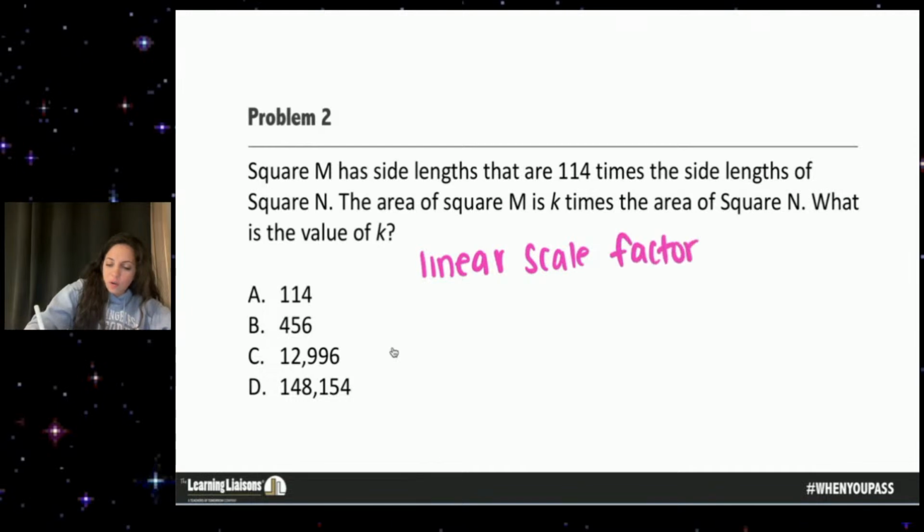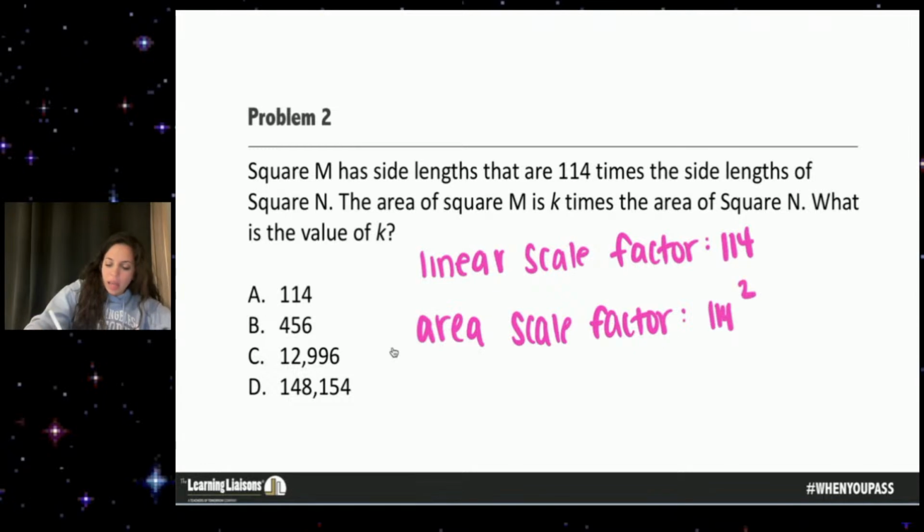While all of that is true, if we're looking at linear scale factor, if it is 114, then area scale factor is going to be 114 squared. And volume scale factor is going to be 114 cubed.